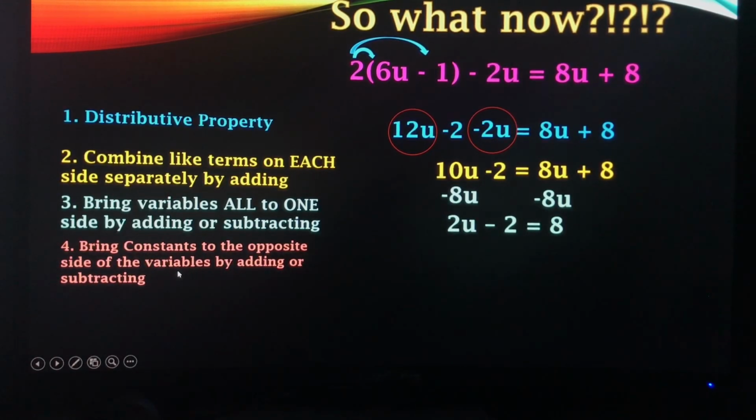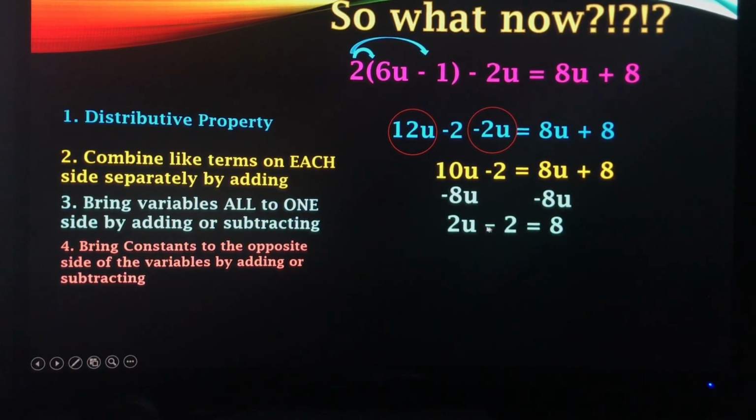That leads us to step 4. We bring our constants to the opposite side of the variable. A constant is just a number. It's something that's not going to change. So right now in my equation, my constants are negative 2 and 8. My step 4 says bring the constants to the opposite side of the variable, which means I'm going to take this negative 2 and I'm going to bring it over to this side.